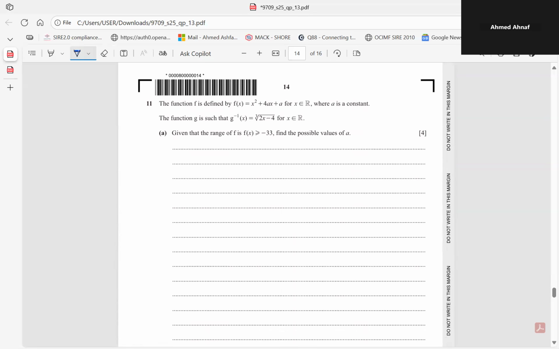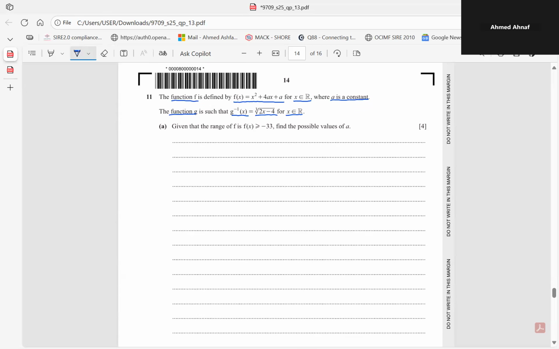Okay, so in this question, we're told the function f is defined by f(x) equals x squared plus 4ax plus a, for x all real numbers, where a is a constant, and the function g is such that g inverse of x is this, for all real numbers of x. Okay, and then for part A, we're told that given that the range of f is f(x) is more than or equal to -33, we're supposed to find the possible values of a.